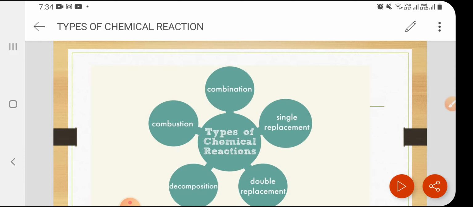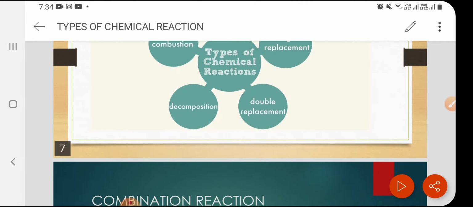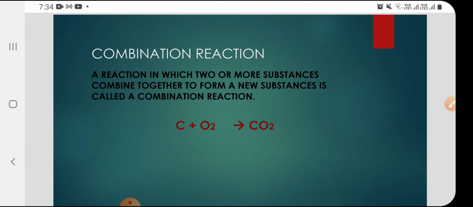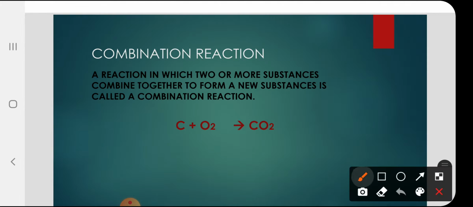So we have five types of reaction: combination reaction, decomposition reaction, displacement reaction, double displacement reaction, and redox reaction. One by one we will read about these reactions. The first reaction is the combination reaction. As the name indicates, combination means when something is combining.